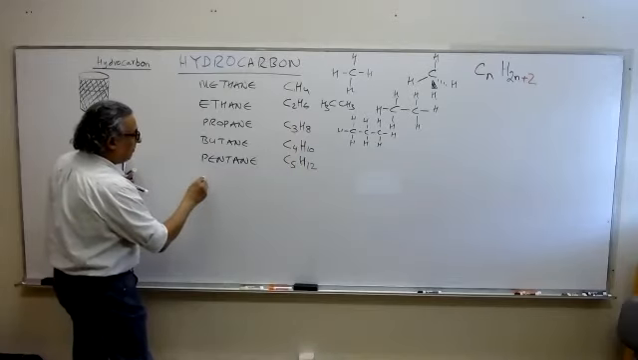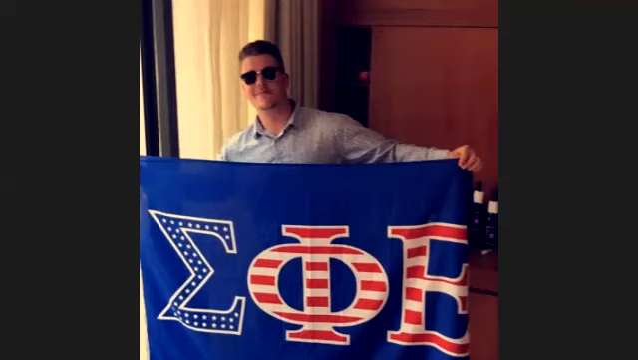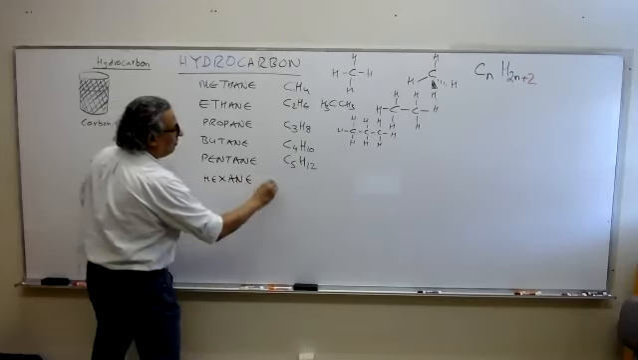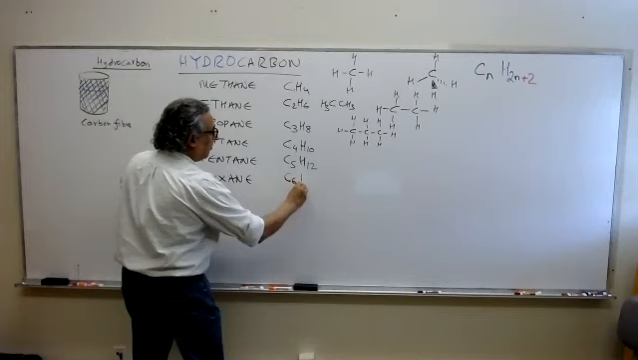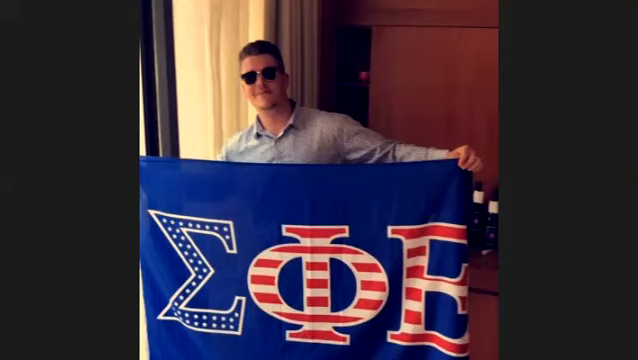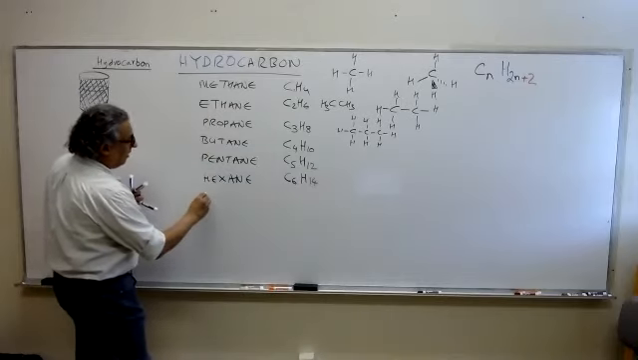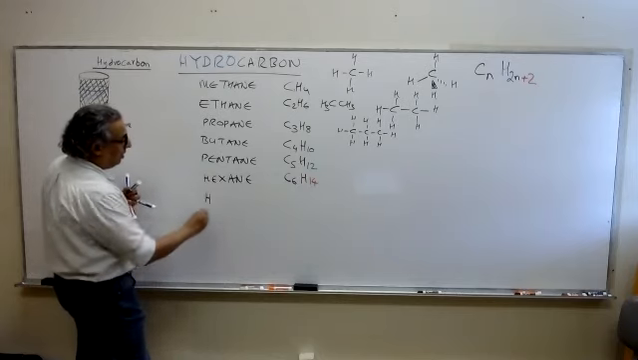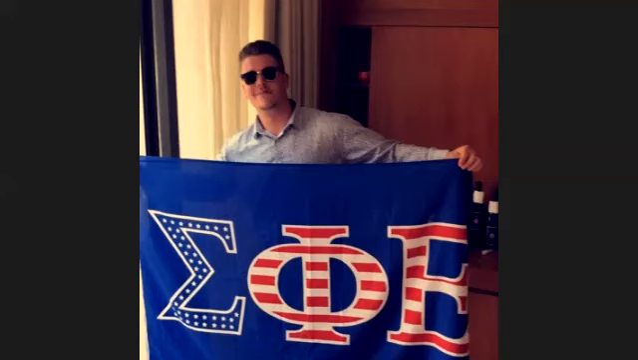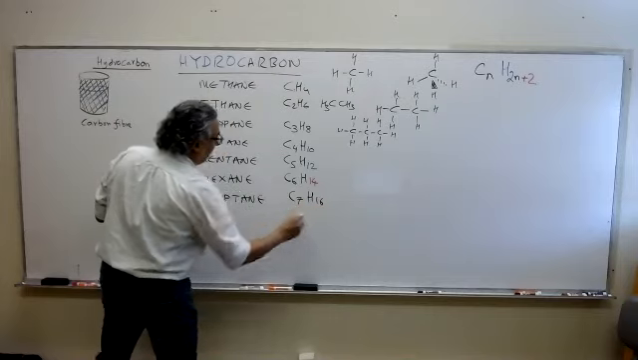Anybody know what comes after pentane? It's 6. Hexane. Very good. You read the whole book? What's wrong with you? There's so much time. CnH2n plus 2. C6H what? 14. Who comes after hexane? It's an H word. Heptane. C7H16.